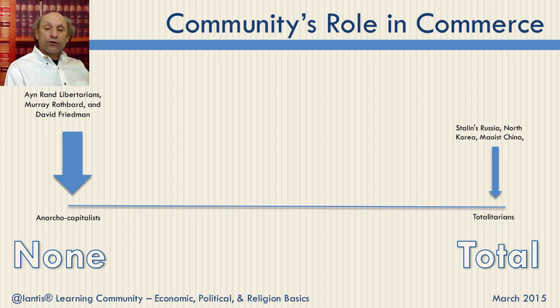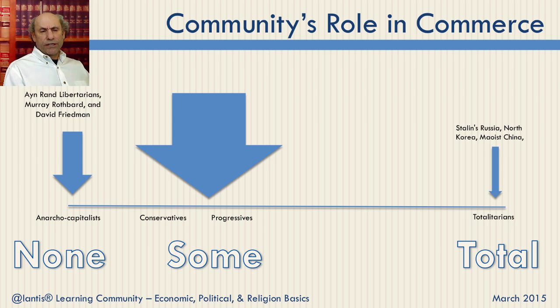Then at the other end, you have the totalitarians. And I've listed Stalin's Russia, North Korea, Maoist China. Now, those are all recent. I've got to believe there had to be a lot of examples in the past of totalitarian thinking in terms of the community's role in commerce, but that's something we can certainly research later in the class.